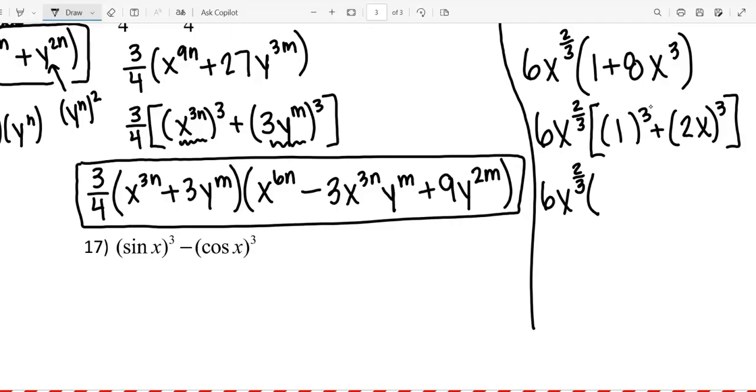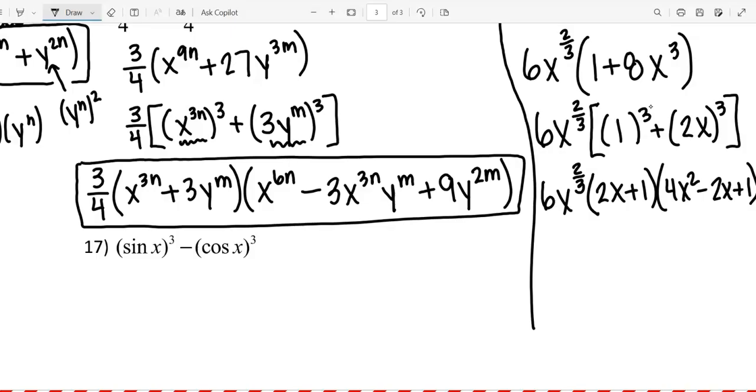Addition, so 1 cubed plus 2x cubed is adding, and addition is commutative. So I'm going to put my 2x first, and then my plus 1. And 2x squared, you're squaring the 2 and the x, that'll be 4x squared. And then same opposite would be minus 2x times 1 is 2x. And then 1 squared will give me a plus 1, always positive.